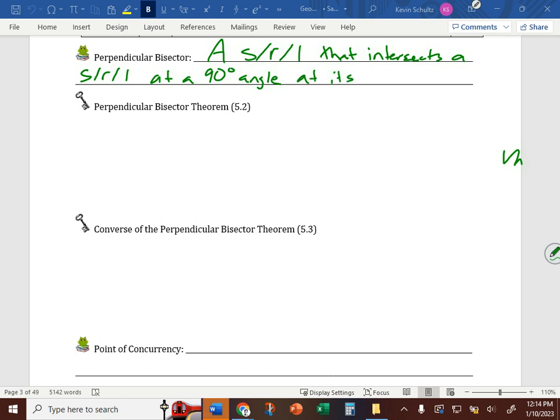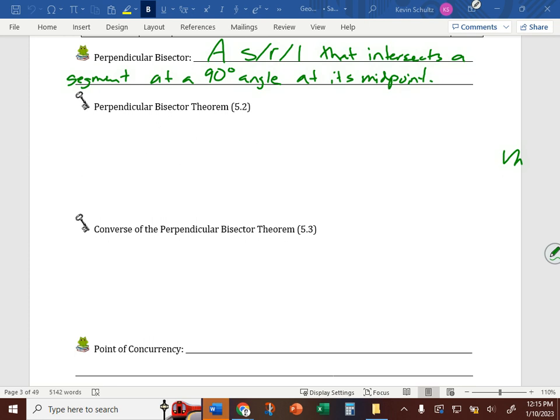at its midpoint. So I guess I should change my, hold on, don't write segment, ray, line for this. Segment, sorry, whoopsie-doo. Okay. A segment, ray, line that intersects a segment at a 90-degree angle at its midpoint.